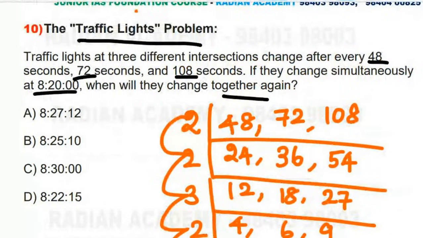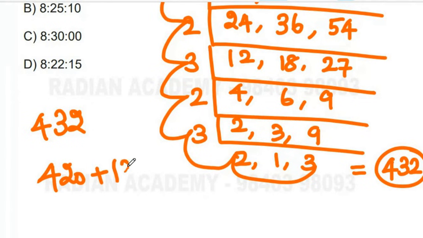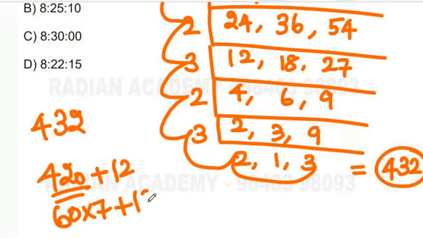So these are all seconds. Therefore, 432 seconds is 7 minutes, 12 seconds. We can split 432 as 420 plus 12. Correct? 420 means 60 into 7, 7 minutes, plus 12. So therefore, 7 minutes and 12 seconds.